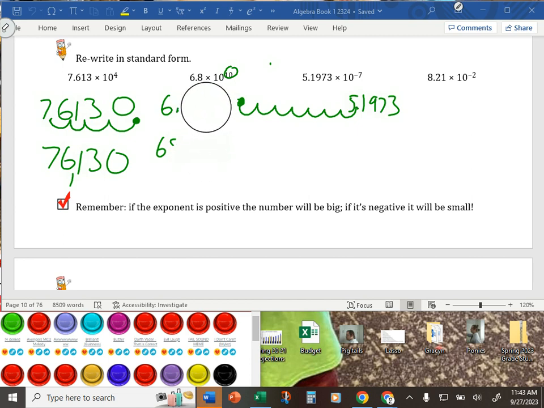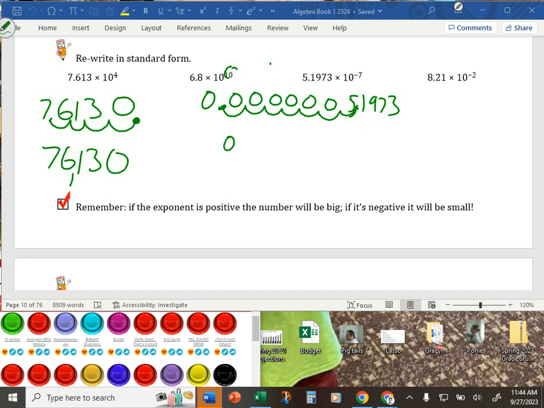Didn't even erase far enough. Start over again. 1, 2, 3, 4, 5, 6, 7. All those empty spaces, including in front of the decimal, to show that we have no holes, right? So 0 point 0, 0, 0, 0, 0, 0, 5, 1, 9, 7, 3. Very small.